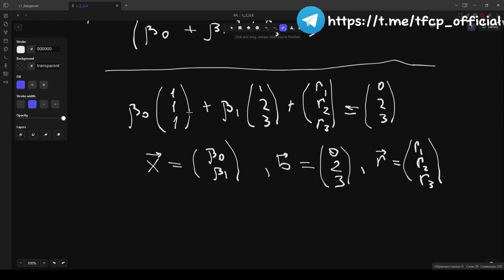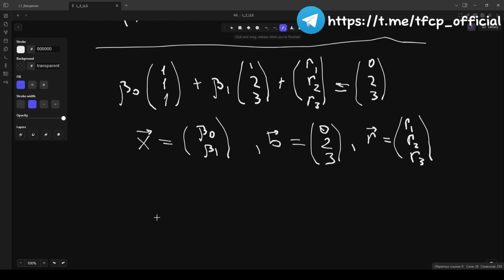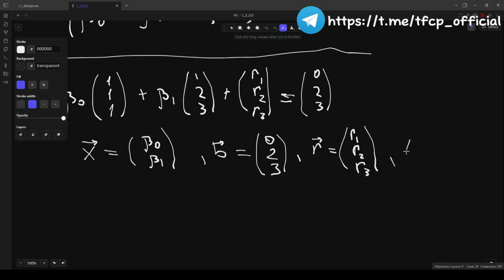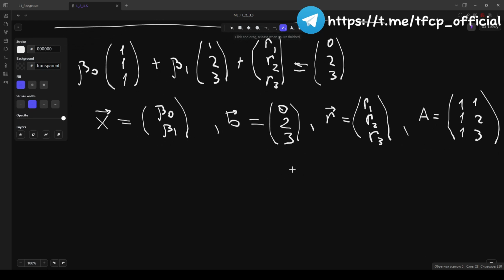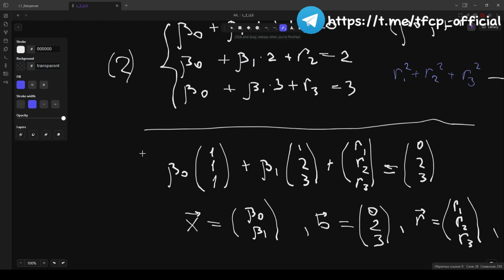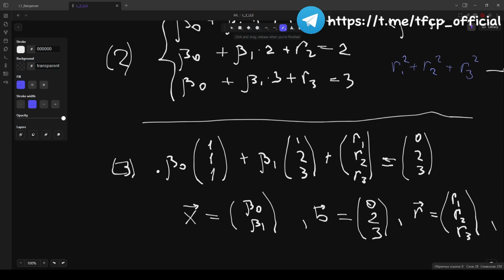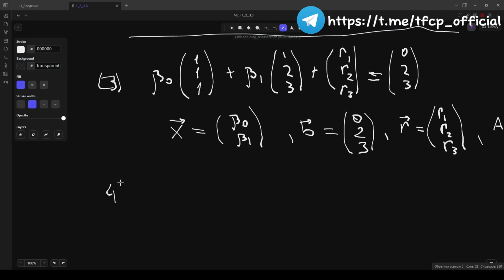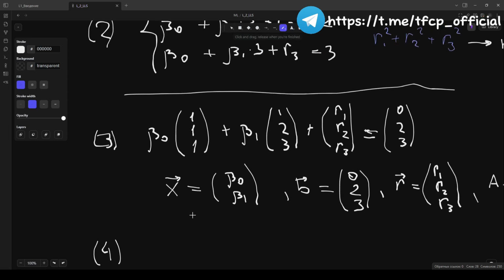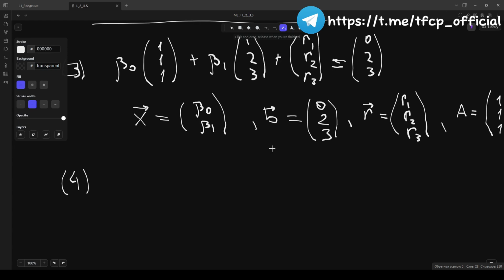And I will write these vectors 1, 1, 1 and 1, 2, 3 in the form of matrix A. That is, matrix A, where the first column is a vector of ones, and the second column is the vector 1, 2, 3. Now, introducing these notations, this was system 2, this is system 3. I will move on to system 4. Systems 2, 3, and 4 are all the same. It's simply another notation.